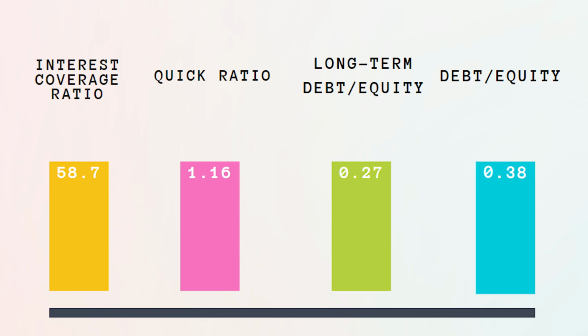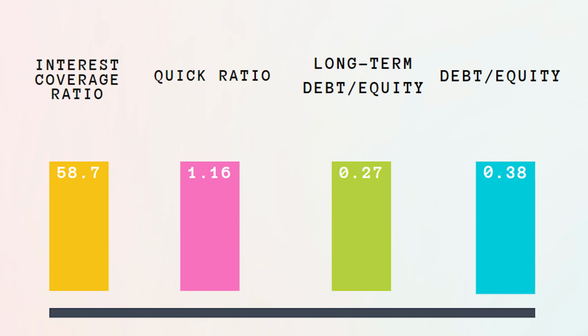comfortably. Next, let's move on to the balance sheet, starting with the quick ratio, which is calculated by dividing current assets minus inventory by current liabilities. We see that it stands at 1.16. This ratio helps us understand the company's short-term liquidity position. Looking at the long-term debt-to-equity ratio, we find it at 0.27 and the overall debt-to-equity ratio at 0.48.